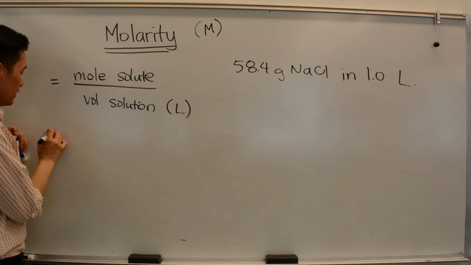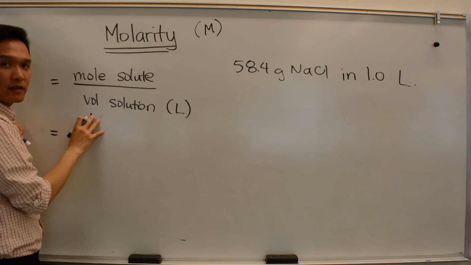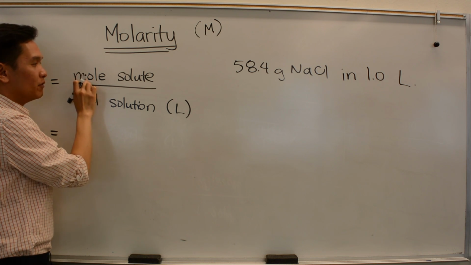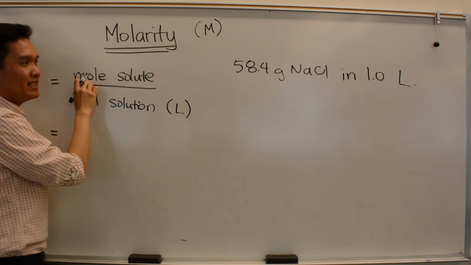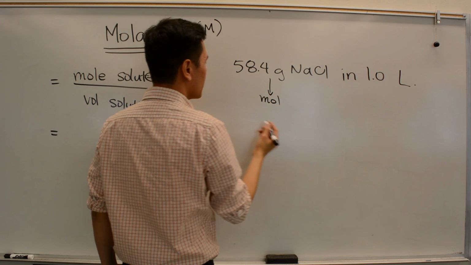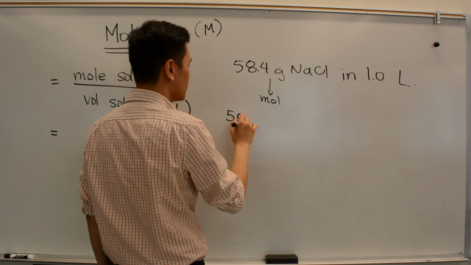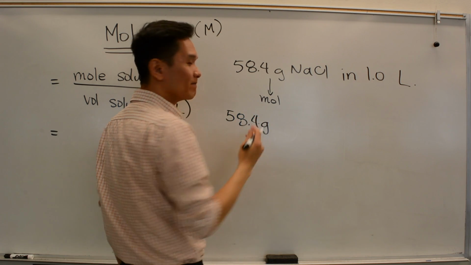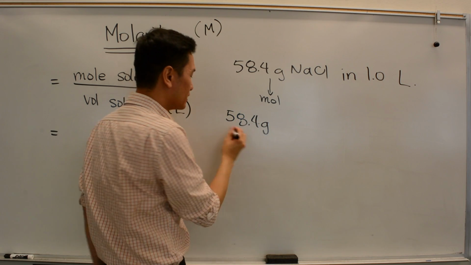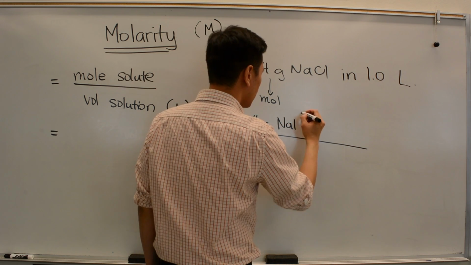Okay, so to calculate the molarity of the solution, can I just put in 58.4 grams? No, right? Because the mole is what is needed. So I have to first convert this into moles. So how do I convert grams into moles? Using the molar mass. Right? So 58.4 grams of NaCl.